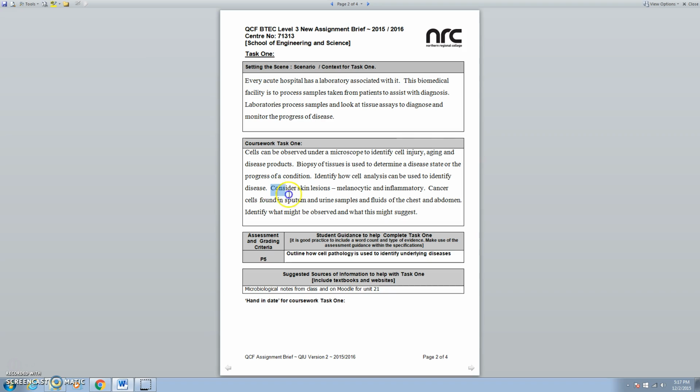For that, consider skin lesions, melanomic and inflammatory. Cancer cells can be found in sputum and urine samples, and also fluids of the chest and abdomen. Identify what might be observed and what this might suggest. So again, explaining melanomic skin lesions and also inflammatory conditions that are brought by that also to the cells. Speaking of cancer found in the sputum and urine, but also in the fluids of the chest and abdomen is also important. Okay? So that's for the P5 first, folks.